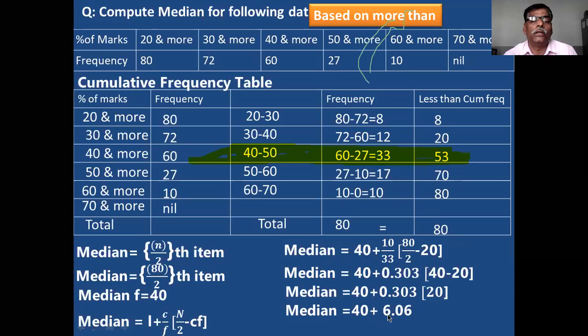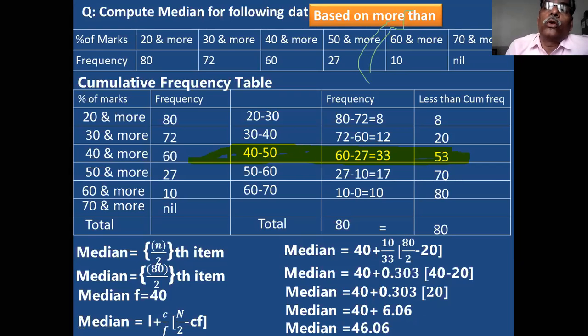Median is equal to 40 plus 6.6. The 6.6 means 0.303 into 20 is equal to 6.606. So at the last stage, you add the 40. So median is equal to 46.06. In this way, you have to calculate median for more than frequency distribution.